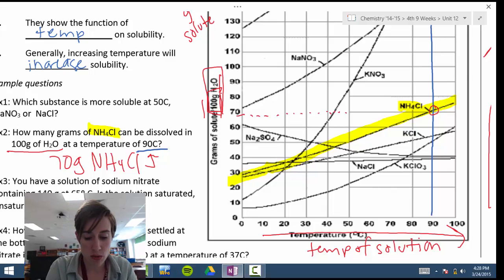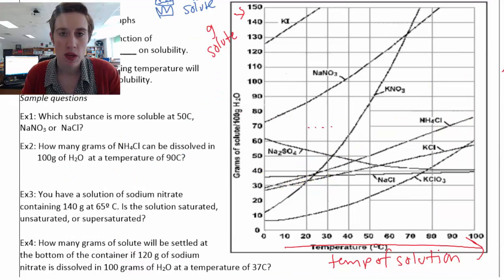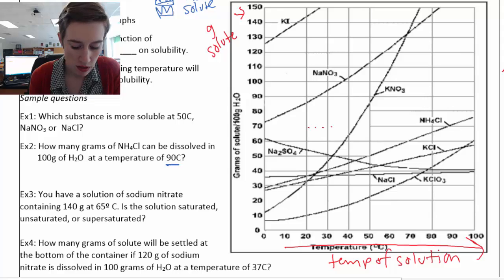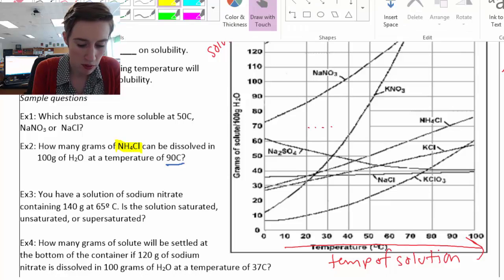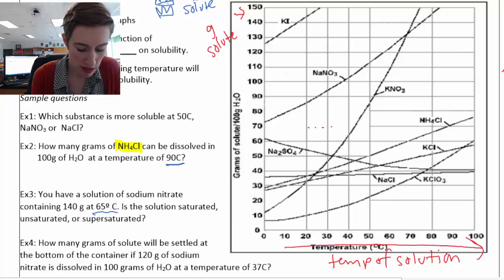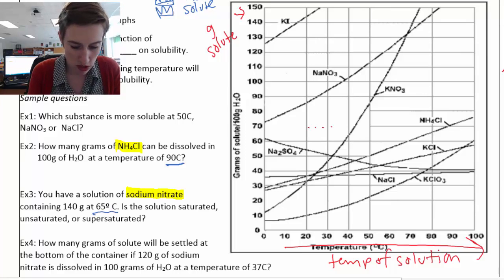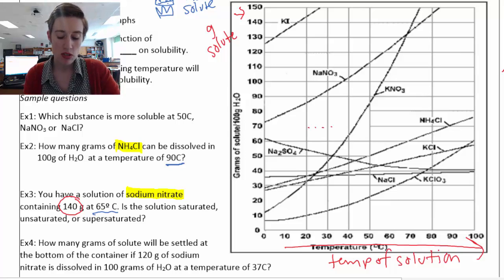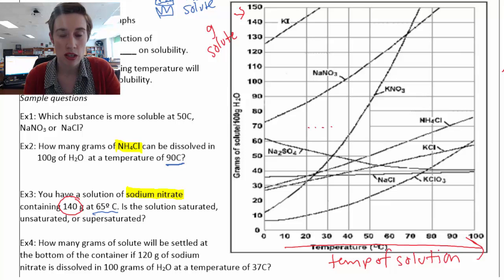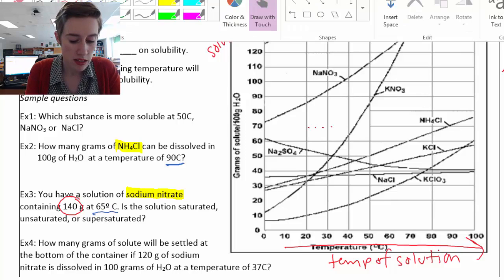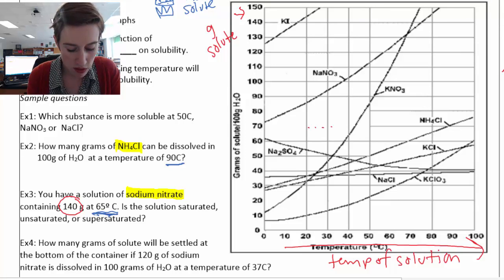All right, let's look at question 3. When I first look at question 3, I want to notice a couple things. I want to notice the temperature that it wants me to look at, which is 90 degrees Celsius. I also want to note the substance it wants me to look at, which is, oh, I'm sorry, I'm on the wrong one. The temperature that it wants me to look at is 65 degrees Celsius. The substance that it wants me to look at is sodium nitrate. And then I also want to look at if it gives me any other additional information. So it also tells me that there's 140 grams dissolved in it. And it's asking me if the solution is saturated, unsaturated, or supersaturated. So let's start by just finding the things that I just highlighted. So first, I want to find where 65 degrees Celsius is on this chart.